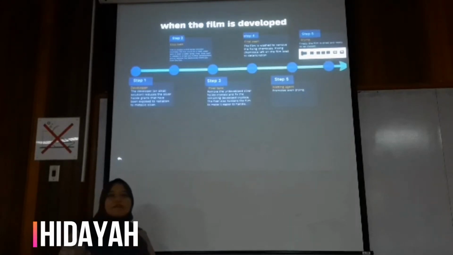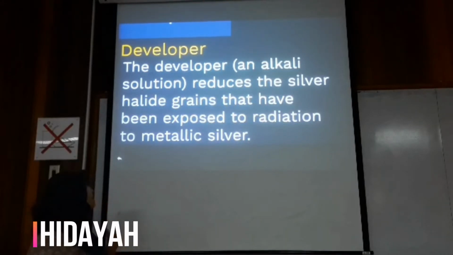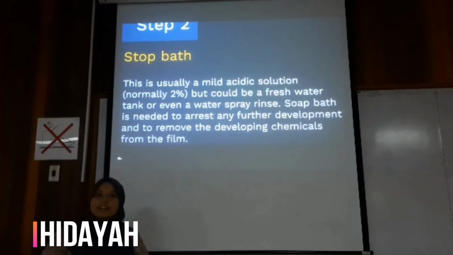We know the film used consists of silver halide crystal. Firstly, the exposed film will be inserted into a developer tank, where there is an alkali solution which is used to reduce the silver halide crystal into metallic silver. After that, the film will be inserted into a stop bath solution, which is normally a weak acid solution, or it can just be tap water, and this is used to rinse the developing chemical off the film and stop further developing on the film.